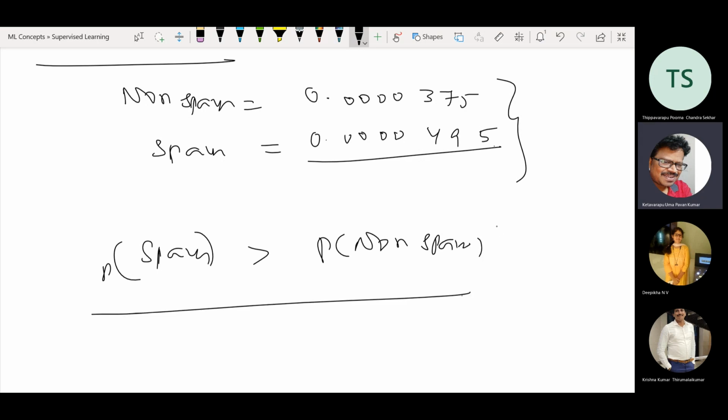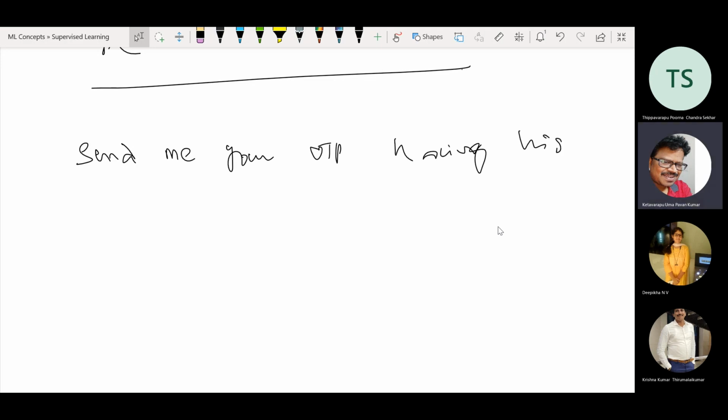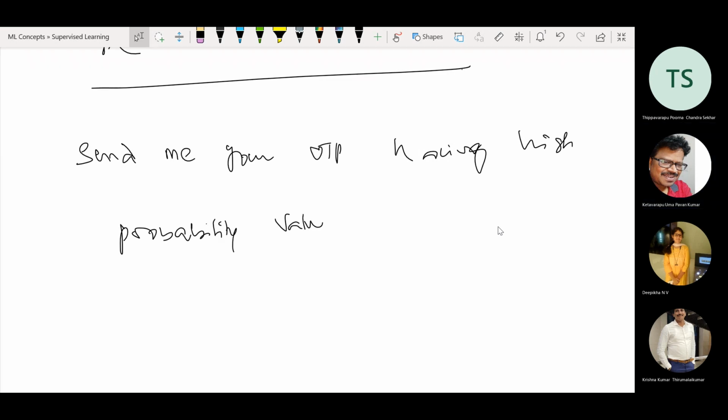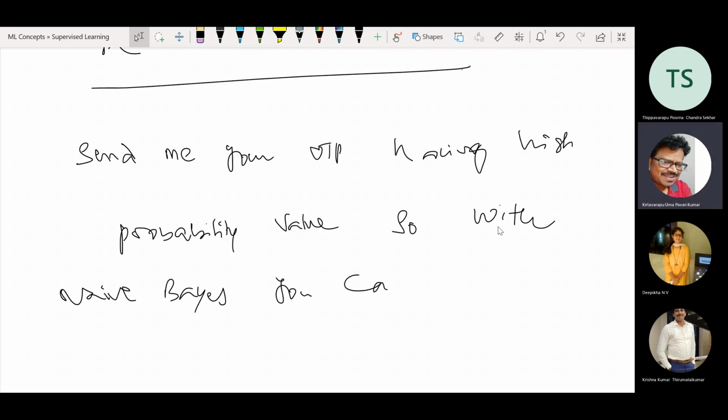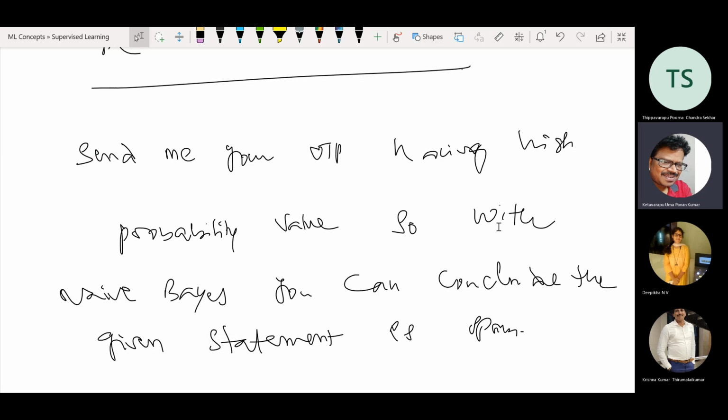Obviously, I can say now that whatever the statement we are talking about, send me your OTP, has the higher probability value. So with naive Bayes, you can conclude the given statement is spam. See, friends, how simple.